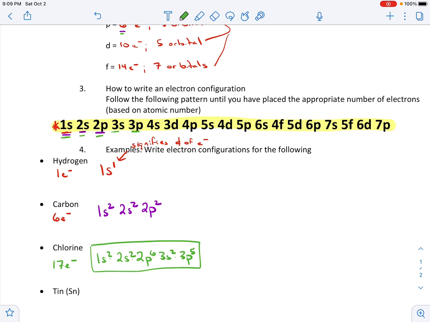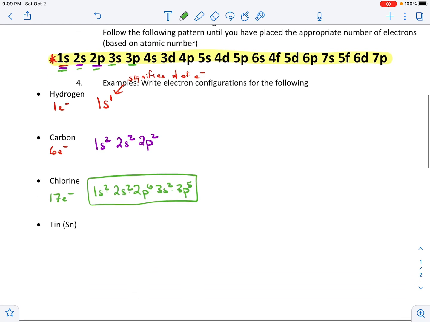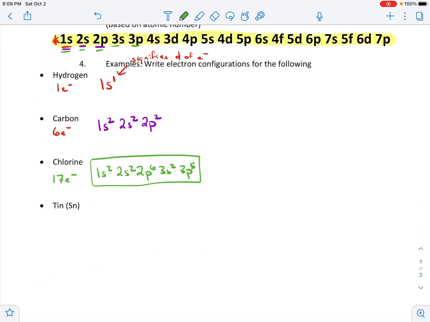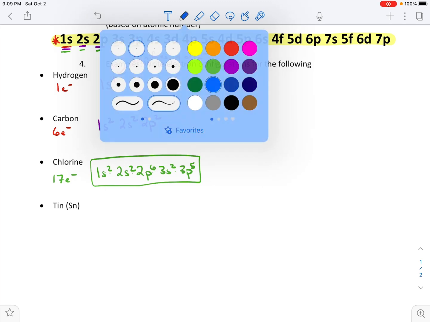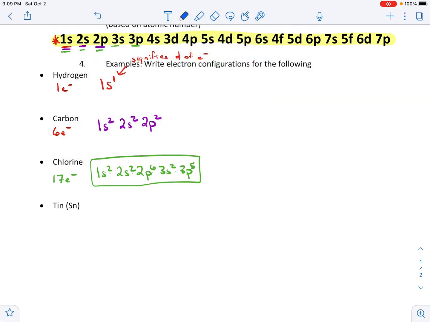Okay? Let's try one more that's a lot more challenging, and let's just go ahead and jump up to the element tin, all right? It is abbreviated Sn, so if you're finding it on your periodic table, it's number 50. All right, we have 50 electrons, okay? So we're going to have a little work to do. We're going to have to follow that little sheet quite aggressively, all right? So we're going to start at 1s, as always, so we're going to say 1s2, keep rolling.